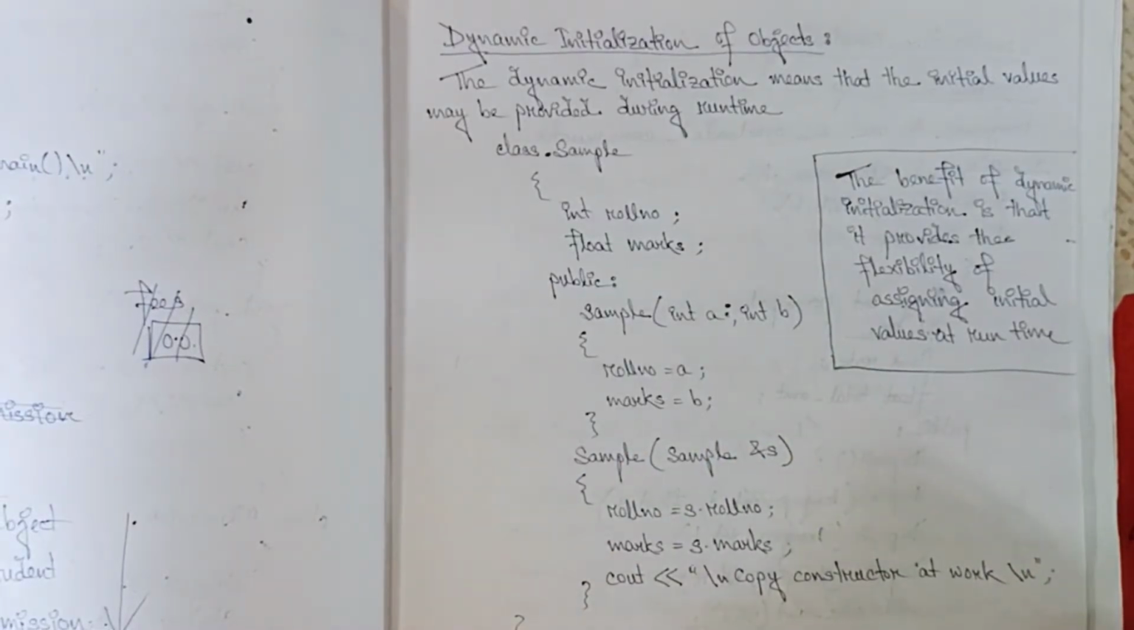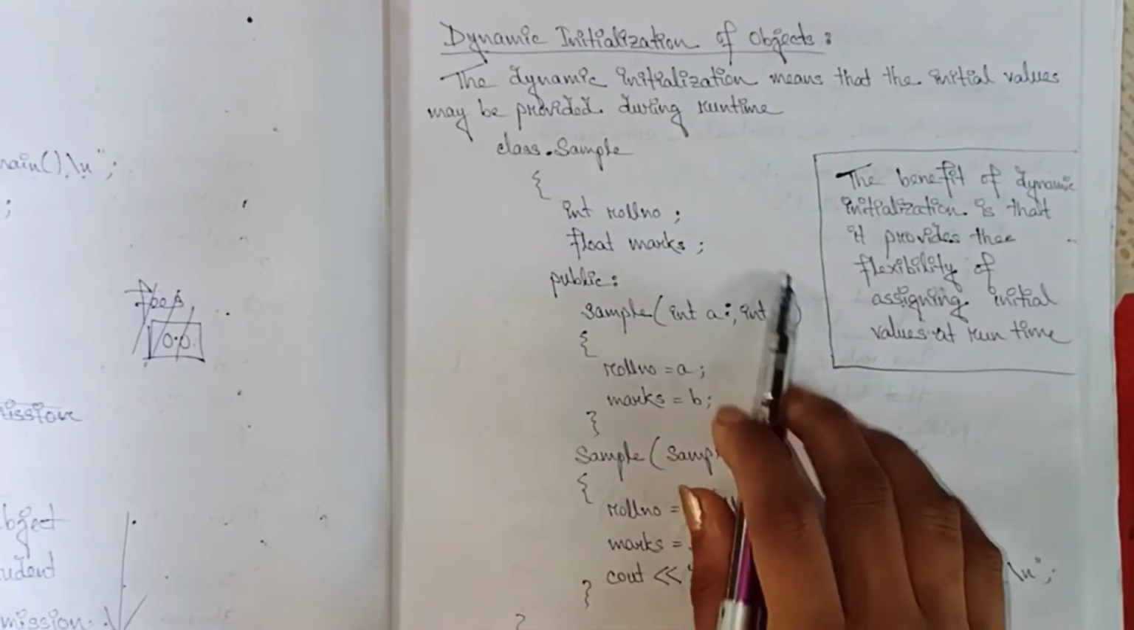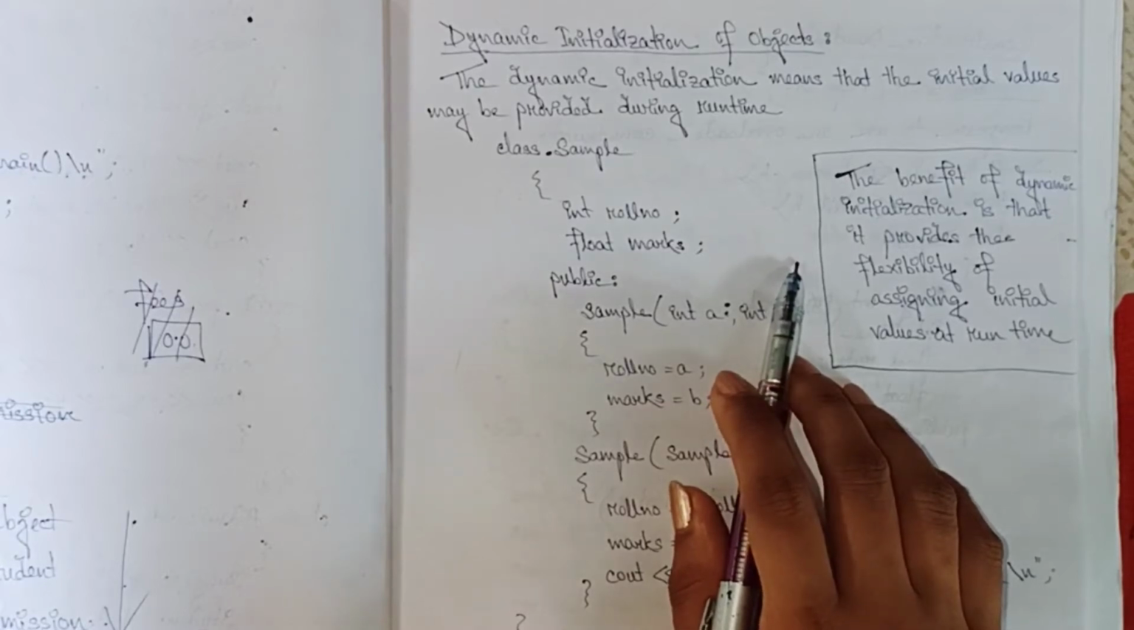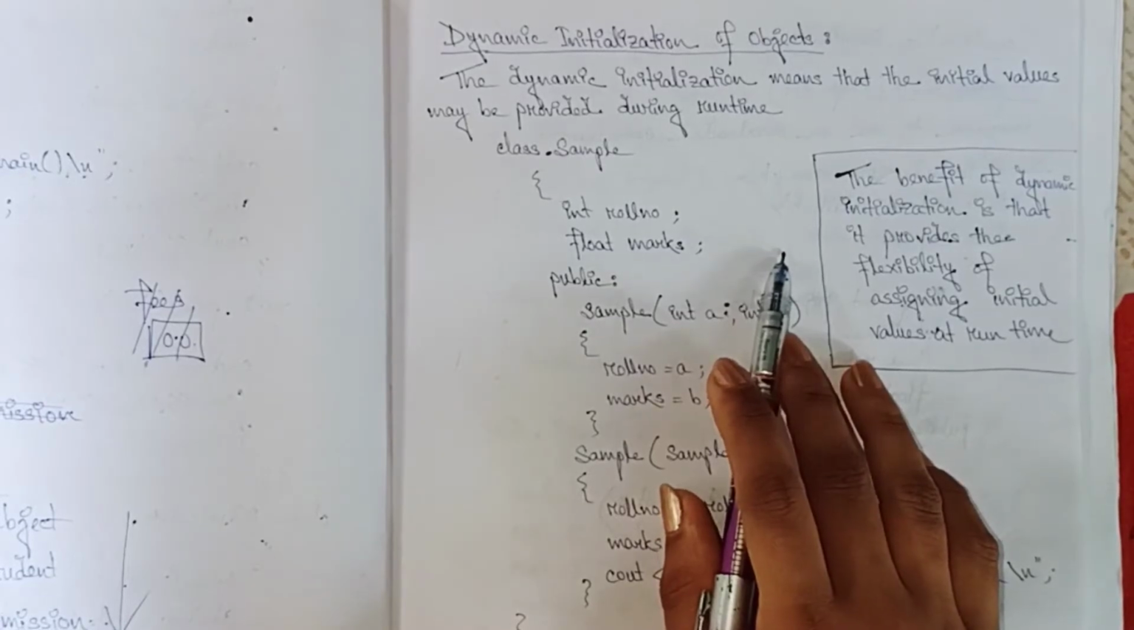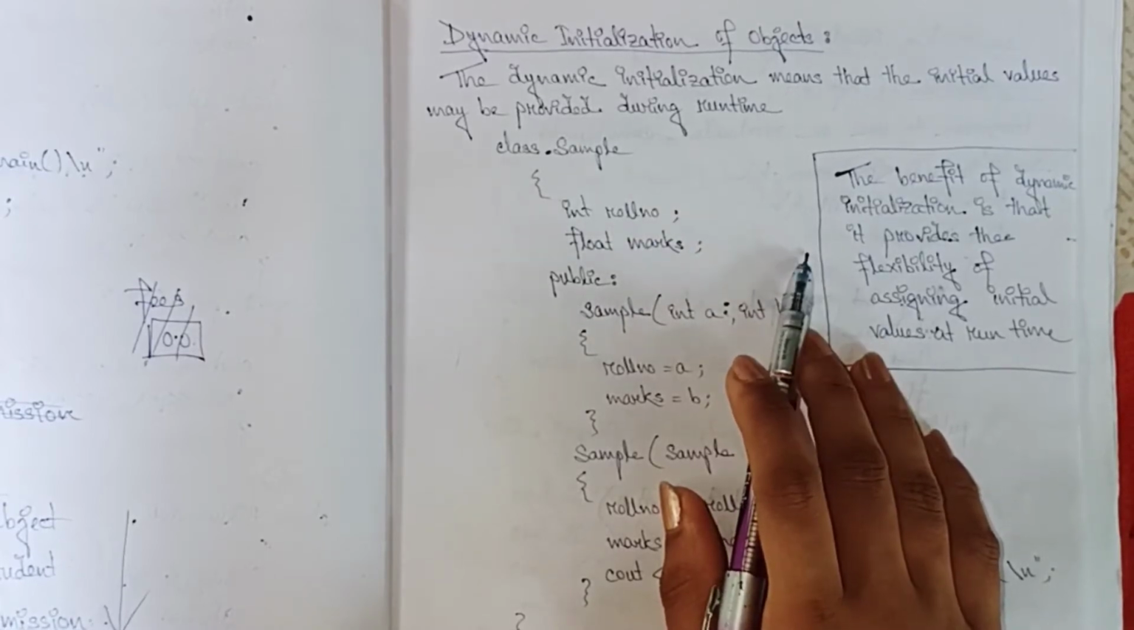Hello everyone. Today we will discuss a new topic, which is dynamic initialization of objects. I have already covered dynamic initialization in previous lectures. It means that the initial values are provided during runtime. In dynamic initialization, some initial values are provided to the variables during execution time. That is, when we are executing a program, at that time we provide the values to the variable. This is the meaning of dynamic initialization.